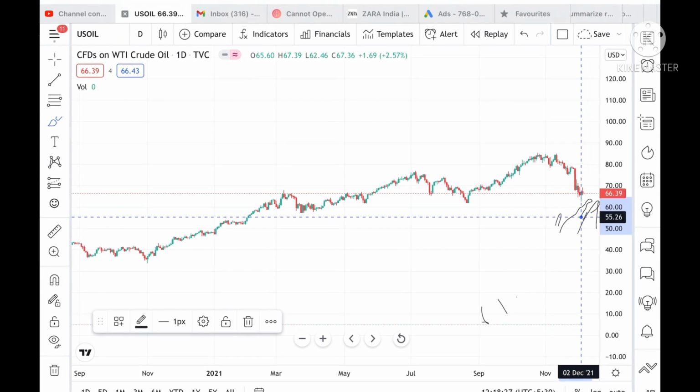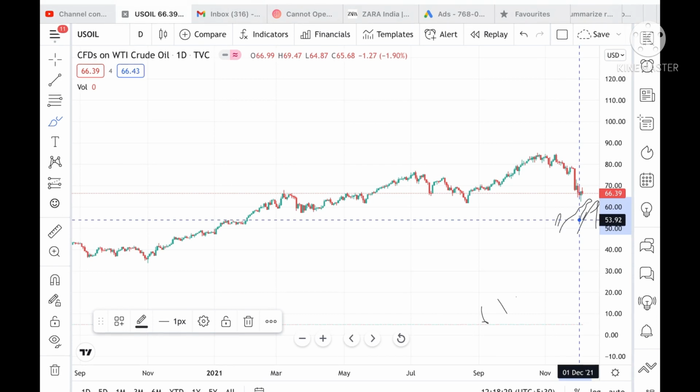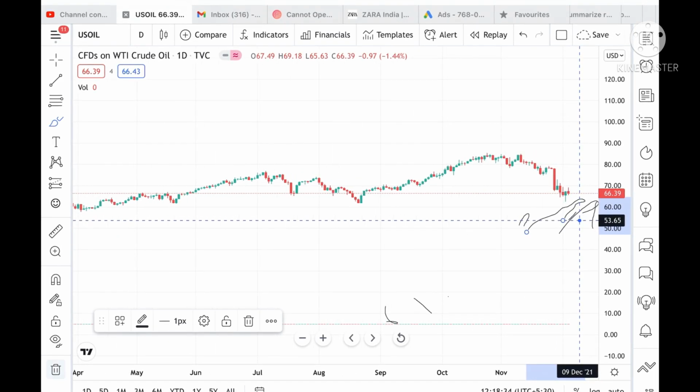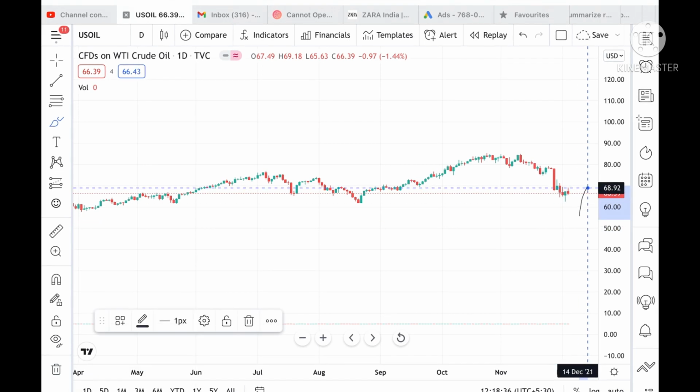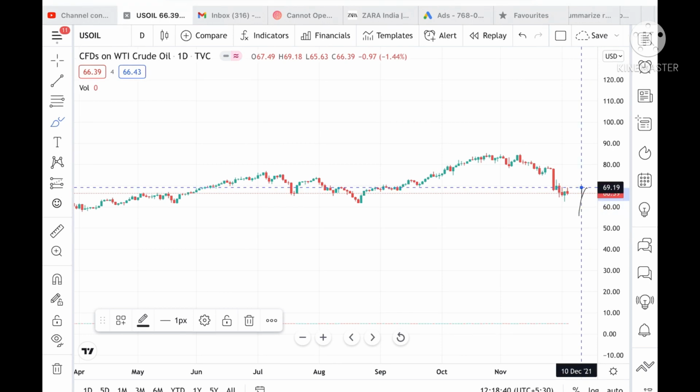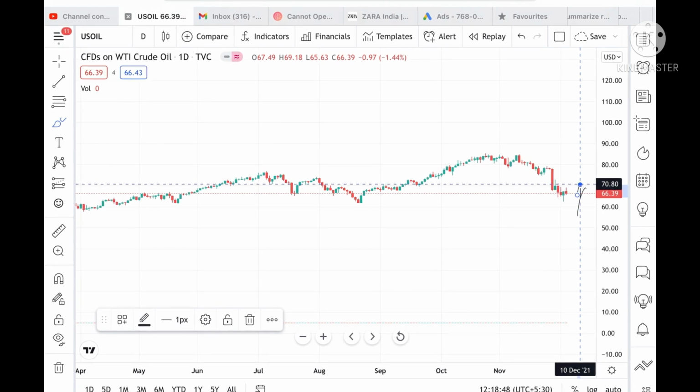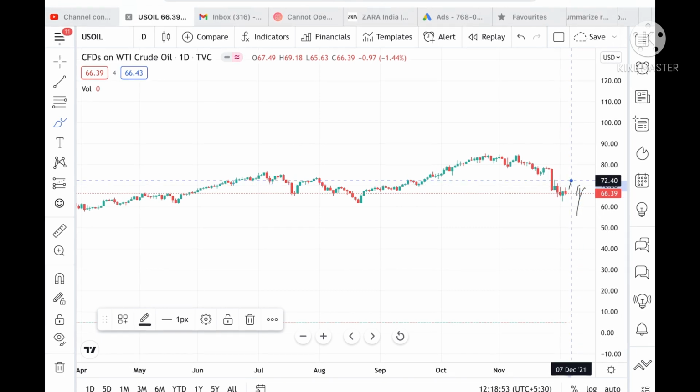Suppose the price doesn't sustain this level, then the probability is that it can go and touch a level of 53.92. Okay, and suppose the price sustains this level, then there is a probability it can go and touch a level of 68.65, and further it can go to a level of 69.19. Suppose the price sustains above this level, then we can see it can go and touch a level of 70.8, and this 70.8 is already tested.